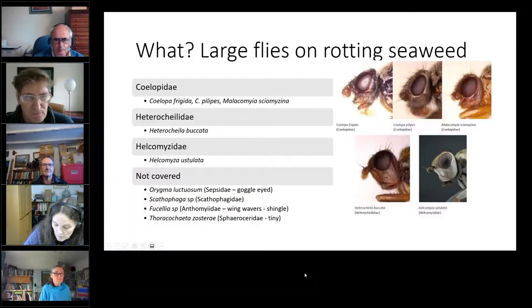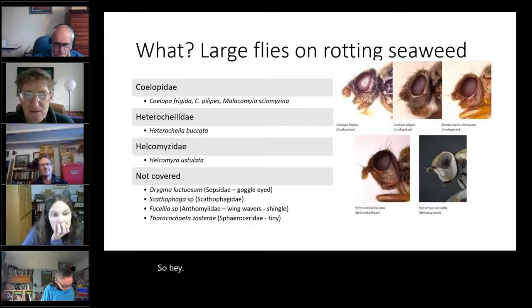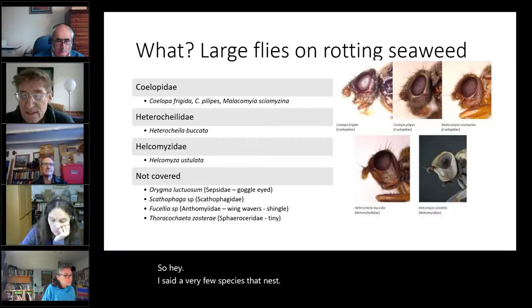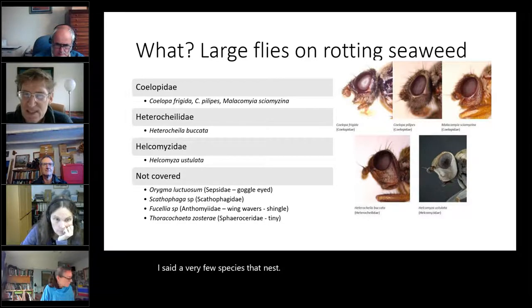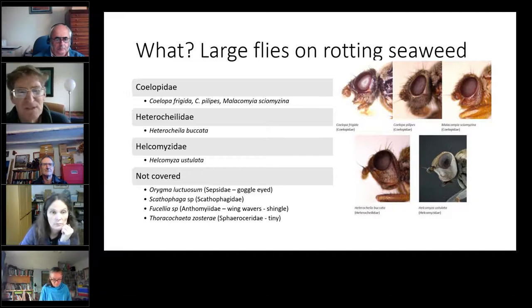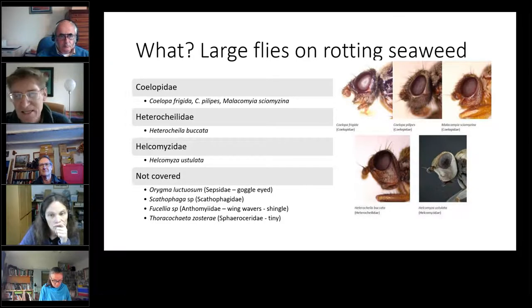As I said, there are very few species. There are three different families which are covered in the scheme. There are headshots of the different species there, just to give you an idea of what they are. All quite bristly and, to my eyes, not very beautiful flies, but anyway, they're what live in the seaweed. So it's rather unusual. I initially just intended to do Coelopidae, which are the three species in that, but there are two other families, Heterocheilidae and Helcomyzidae, of which there's only one British species on the UK list in each, and they're found in seaweed. There are other flies found in seaweed which are not covered in the scheme.